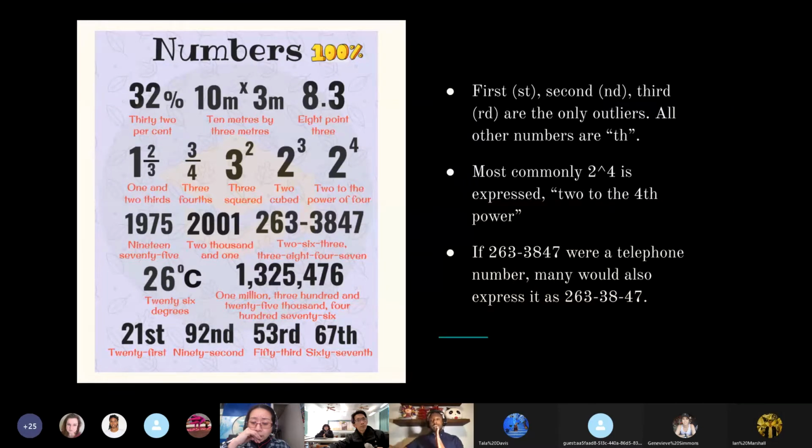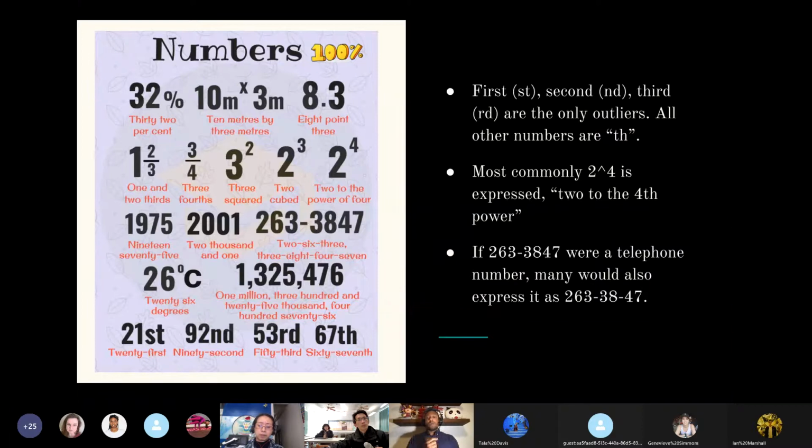Now, all numbers after first, second, and third, all other numbers are going to have a TH. So whether you're talking about 6th, 7th, 9th, 10th, 11th, to infinity, unless you have numbers ending in 1, 2, 3, like 51st or 72nd or maybe 103rd. Only first, second, and third are different. All other numbers are going to be with a TH.